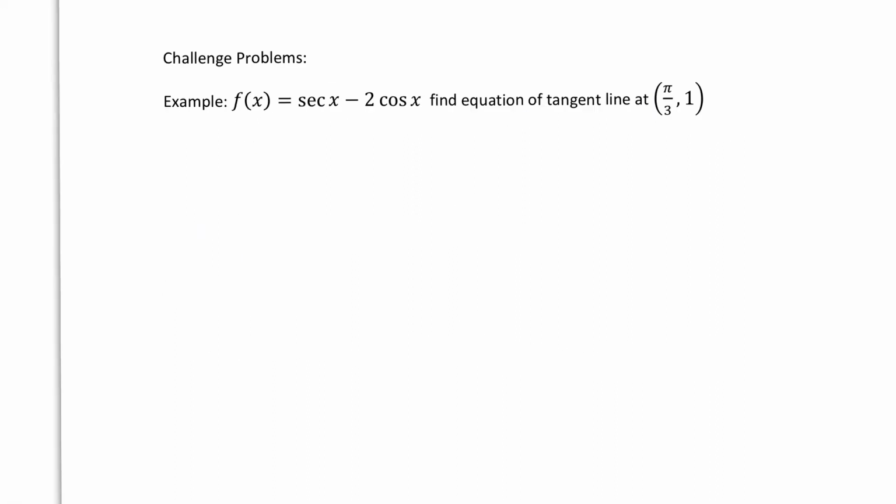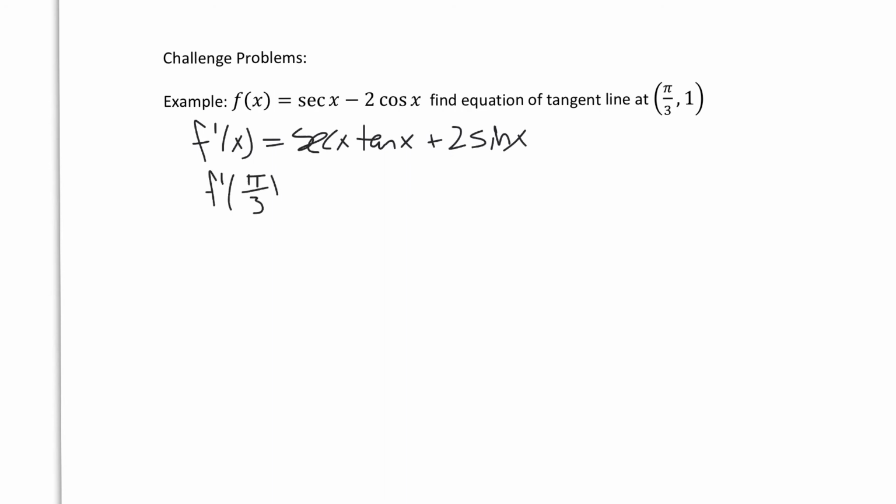Let's go ahead and try some challenge problems. So suppose f(x) is secant x minus 2 cos x. Let's find the equation of the tangent line at pi over 3 and 1. Well, to find the tangent line, you need a slope and a point. To find the slope, you do the derivative, which is secant x tan x plus 2 sine x. And of course, you evaluate this derivative at the point. So pi by 3, which gives us secant pi by 3 tan pi by 3 plus 2 sine pi by 3.